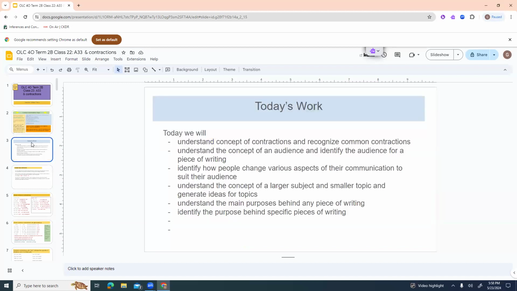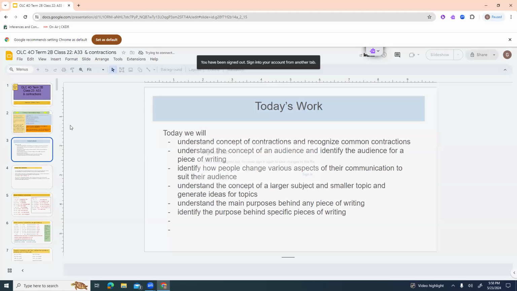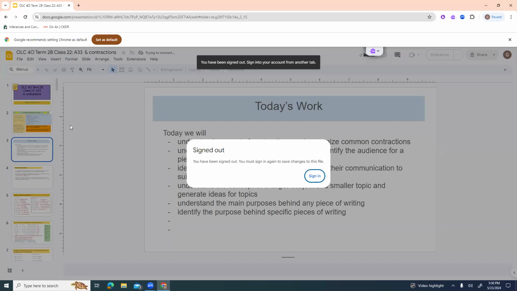Okay, today's work. Today we're going to understand the concept of contractions and recognize common contractions, understand the concept of an audience and identify the audience for a piece of writing, identify how people change various aspects of their communication to suit their audience, understand the concept of a larger subject and a smaller topic, and generate ideas for topics, and understand the main purpose behind any piece of writing, as well as the purpose behind specific pieces of writing.